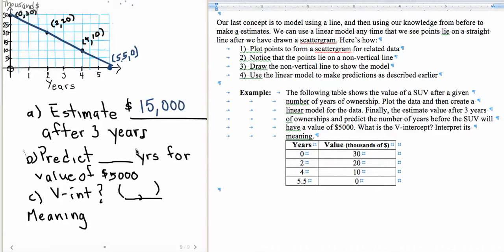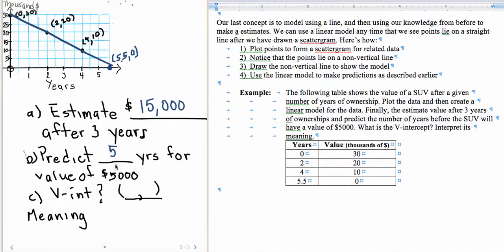Now our next task was to predict the number of years for a value of $5,000. So I'm going to go over here to 5, which is $5,000, and follow it over to my model. Then I'm going to follow it down to the independent value of 5. So I predict that it will be 5 years for a value of $5,000.